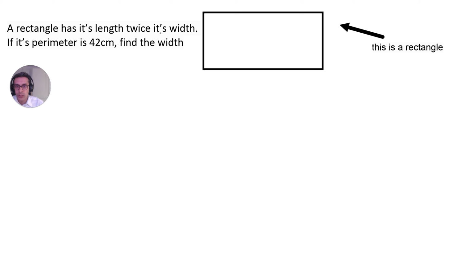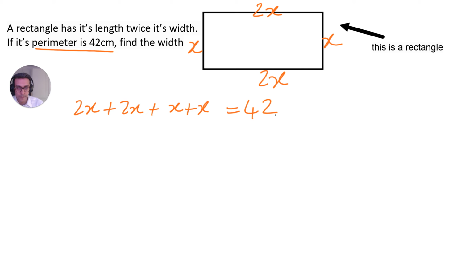And it says the length is twice its width. So if this is x, this would be 2x. And that would also be 2x and x. And that's basically what we need to do. We need to now show that the perimeter is 42 by turning that into an equation. So the perimeter, just like the previous question, is just adding all of these up. So 2x plus 2x plus x plus x. And we know that's going to equal 42.